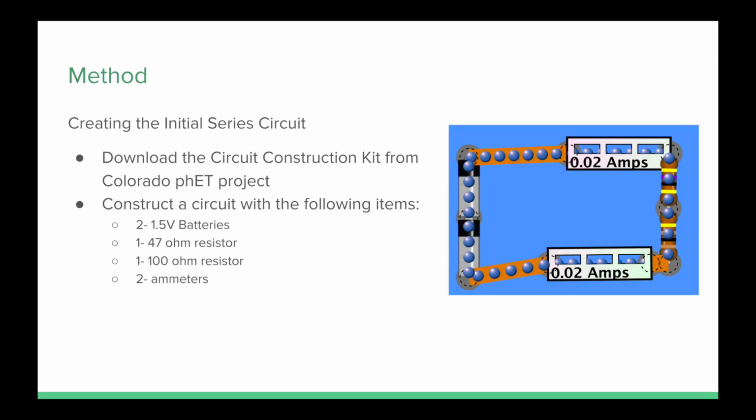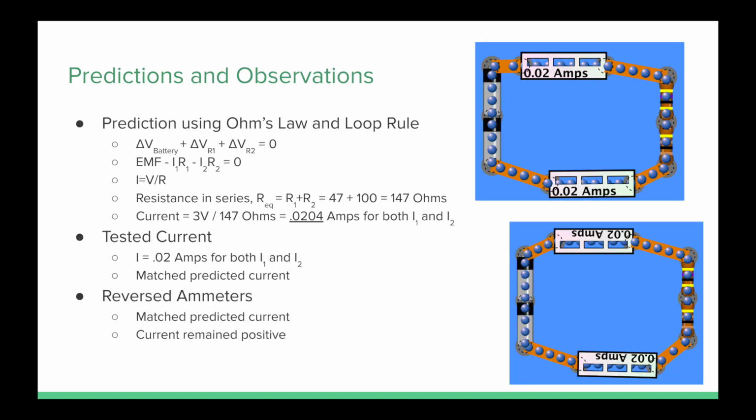In order to create the initial series circuit, we will be using the Circuit Construction Kit program from Colorado PHET project. We'll then construct a circuit with two 1.5 volt batteries, one 47 ohm resistor, one 100 ohm resistor, and two ammeters placed in the configuration shown in the image to the right. By using Ohm's law and the loop rule, we can predict the current to be 0.0204 amps, since current is equal to voltage over resistance.